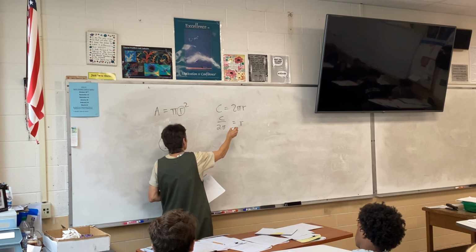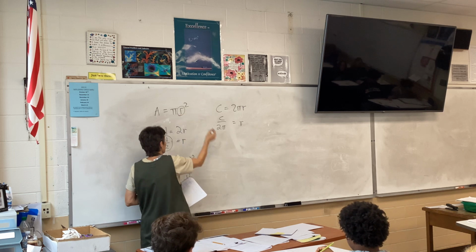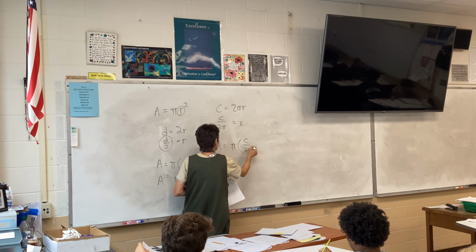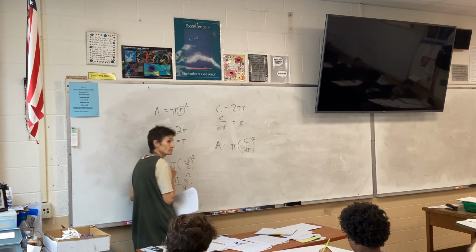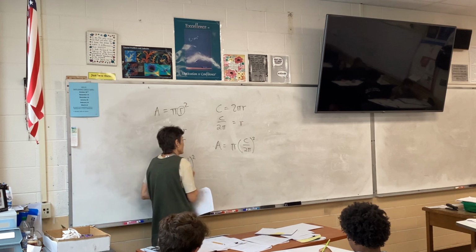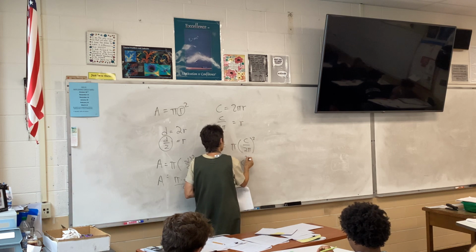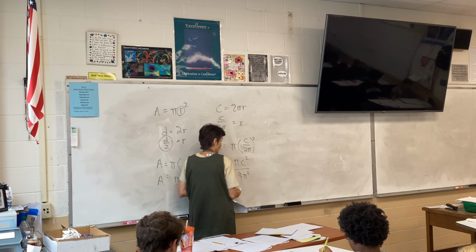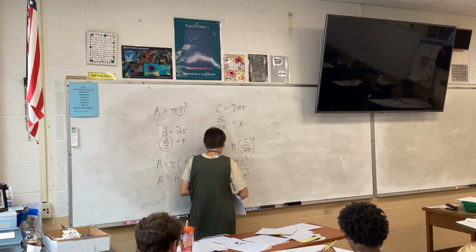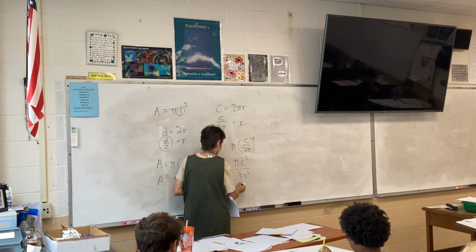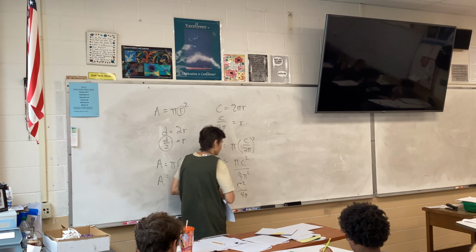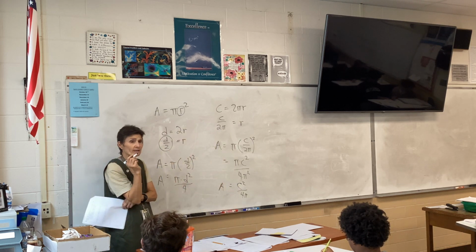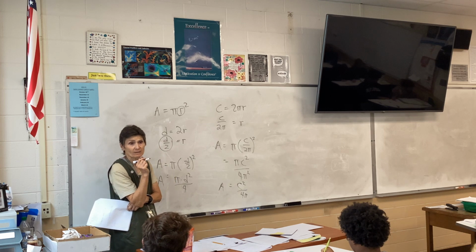So since I did it in terms of r, I'm going to plug it in here. So area equals pi times c over 2 pi squared, which is pi c squared over 4 pi squared, which is c squared over 4 pi. Does that look right? And that is area in terms of circumference.